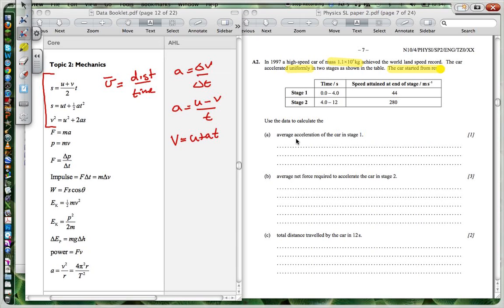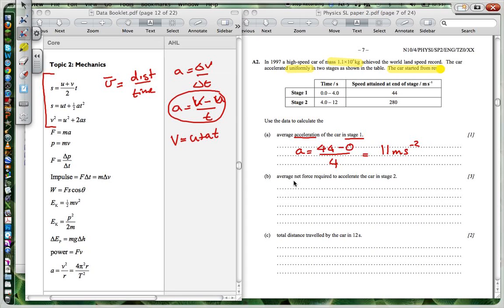Okay, so the average acceleration, so we're looking at acceleration in stage 1. So we're going to be using this over here. If we're going to get our acceleration, it will be our final, this is what is achieved, our final. Probably here we should write our v minus u, our final minus our initial. So that's going to be 44 minus 0, because it says it started from 0. And we're going to divide by 4 seconds here. So we're going to get 11 meters per second to the minus 2.